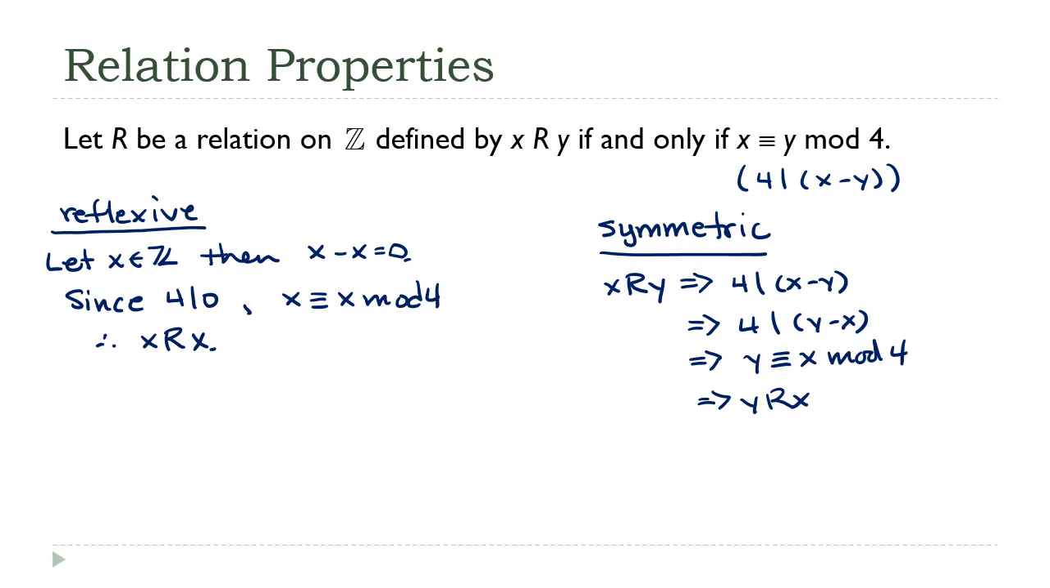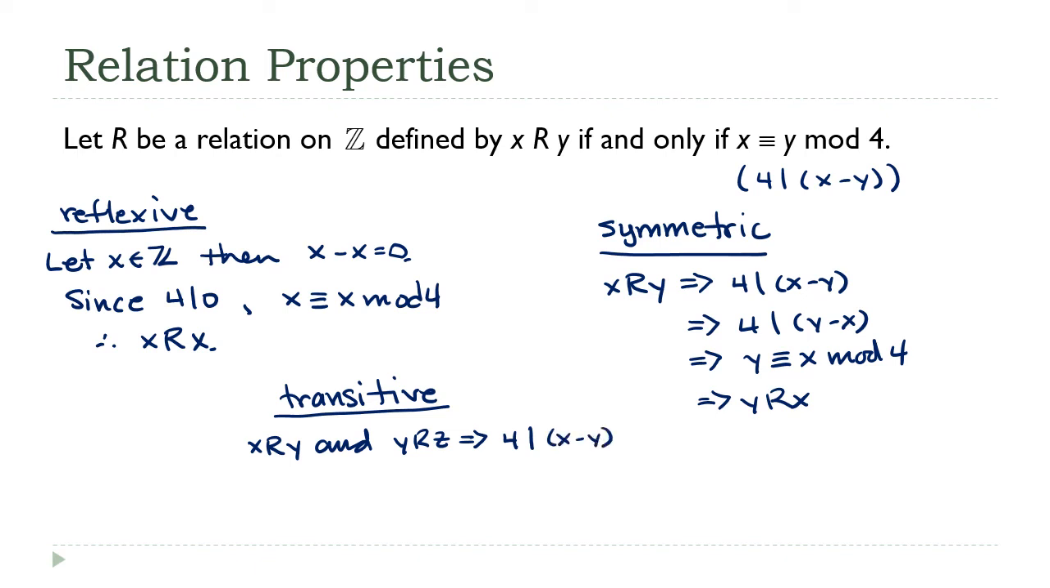All right, so one more, transitivity. This is the one that usually seems to involve the most work. Is this relation transitive? Well, what do I know? I start by assuming X is related to Y, and Y is related to Z. And what does this mean? Well, this means that 4 divides the difference of X and Y, and 4 divides the difference of Y and Z.